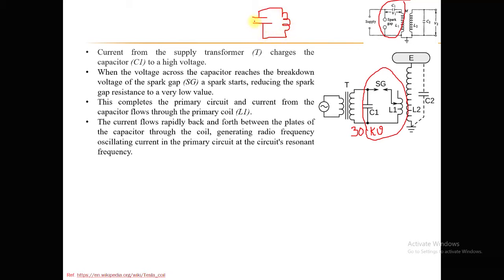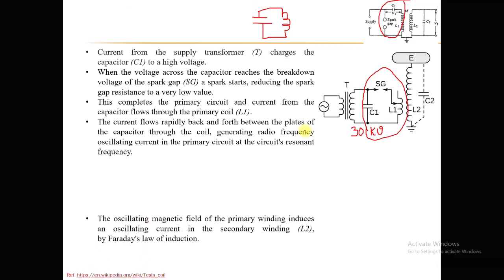So there is a continuous transformation of energy between the capacitor and the inductor, which results in the generation of a radio frequency oscillating current in the primary circuit because of the resonance condition. As the frequency changes, at some point you obtain the resonance condition where XL equals XC. As a result, it produces a high frequency AC signal in the primary circuit.